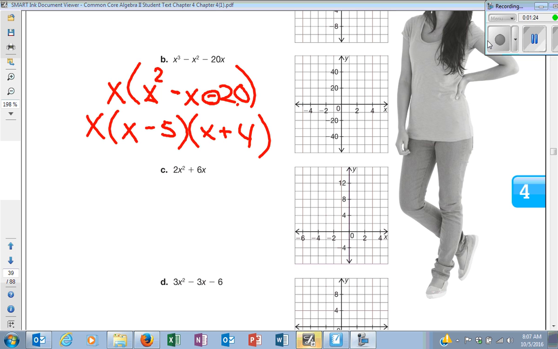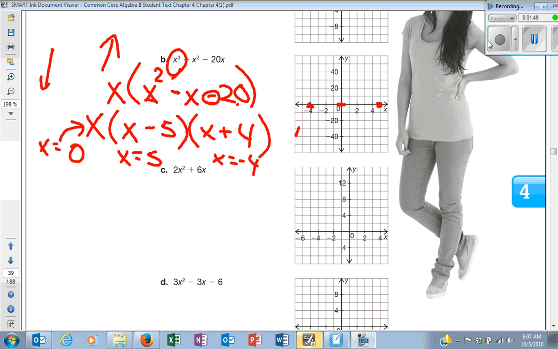What are my roots from this? X equals 0 is from right here. X equals 5. And x equals negative 4. So I look at this. Negative 4. Boom. 0. 5. And it is positive and odd, so I know my end behavior is down and then ends up. So down, ends up would be a sketch of that graph.